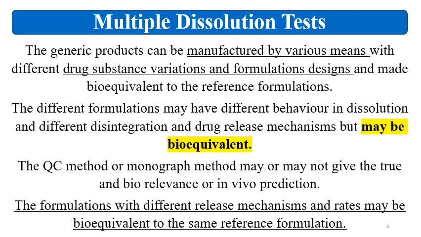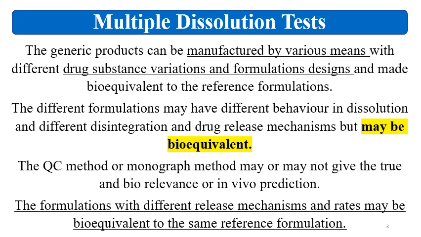The different formulation may have different behavior in dissolution and different disintegration and drug release mechanisms, but they may be bioequivalent. For example, one of the applicants is doing matrix tablet for extended release or sustained release or prolonged release, and the other manufacturer is doing a monolithic type of or coated type of pellets. So the tablet release will be different, but this product will be bioequivalent.